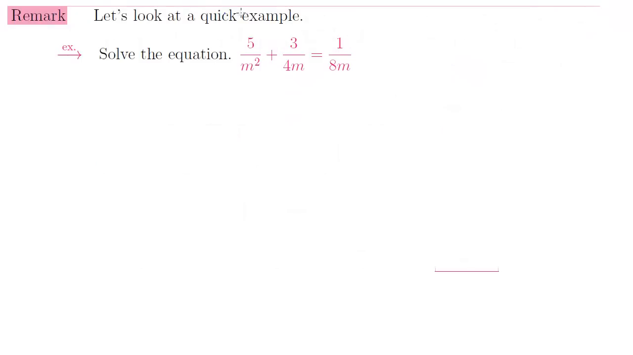So let's look at a quick example to help reinforce the main idea of this topic, which is clearing denominators by multiplying by the LCD. Let's solve the equation 5 over m squared plus 3 over 4m equals 1 over 8m. If we look at all of the denominators in this equation, we have an m squared, a 4m, and an 8m.